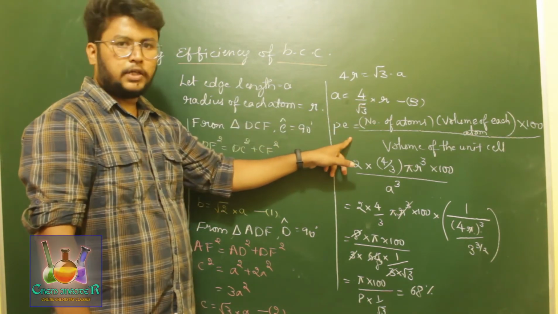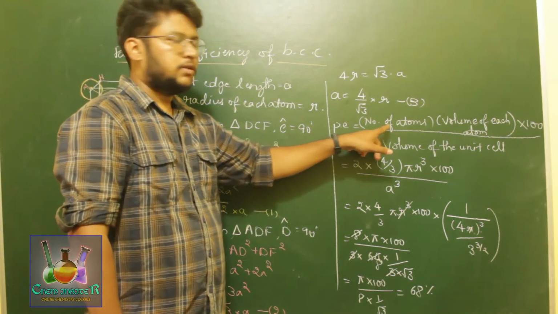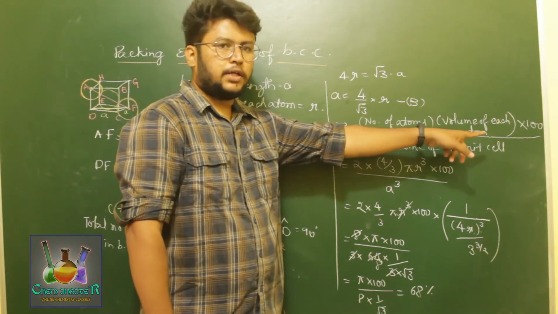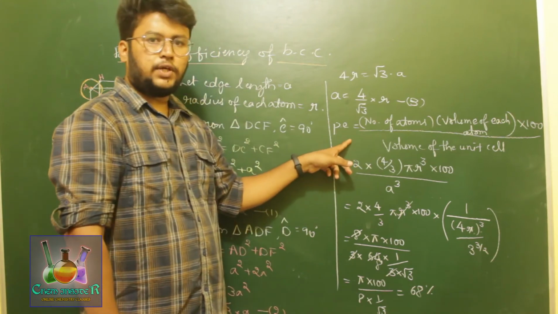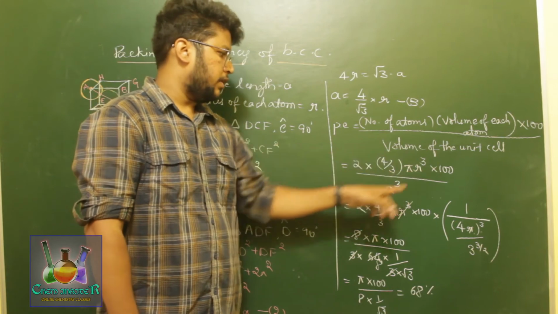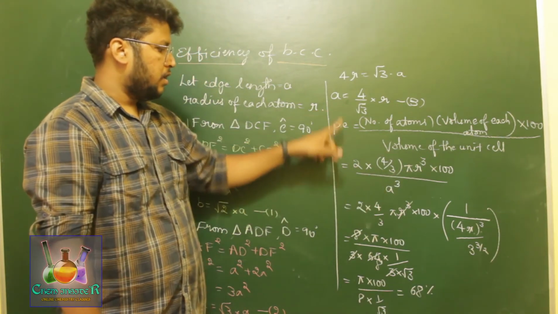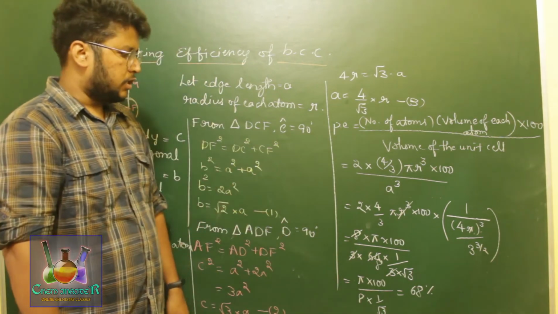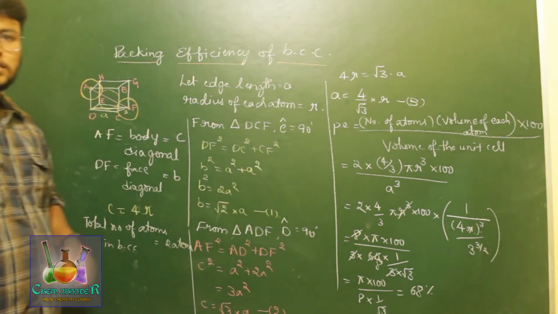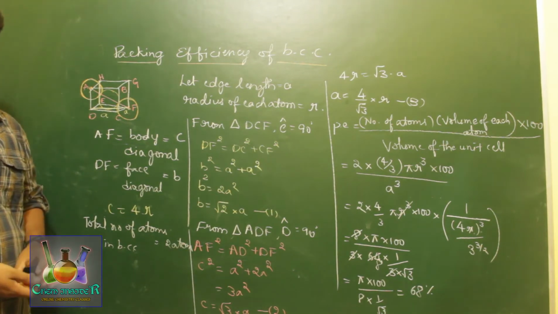And writing down the packing efficiency formula, PE is equal to number of atoms into volume of each atom into 100 divided by the volume of the unit cell. So for that, 2 into 4 by 3 pi r cube into 100 divided by A cube. Substituting the value of A from equation 3, on calculating all those terms, we get the final answer 68%. So that is, the packing efficiency of a BCC lattice will always be 68%.